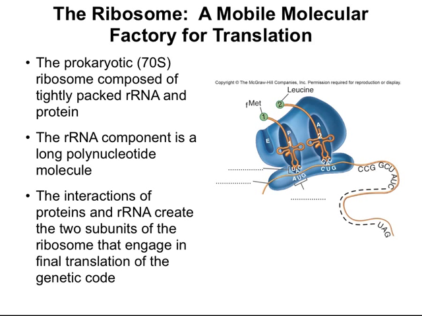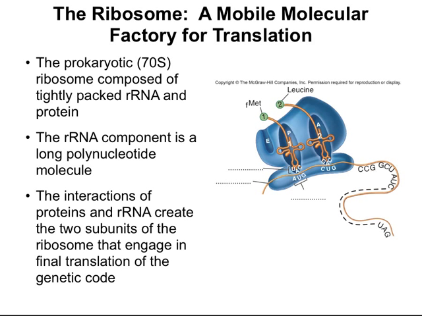The ribosome is the mobile molecular factory for translation, or protein formation. Remember that proteins are composed of polypeptides that are folded. So we're going to get a polypeptide, or a sequence of amino acids, at this building site, or ribosome. The prokaryotic ribosome, recall, is a 70S ribosome. It's composed of tightly packed RNA as well as proteins.